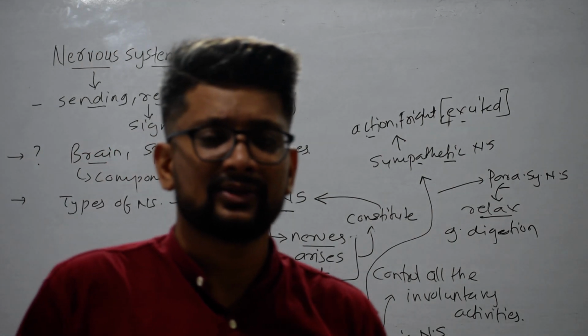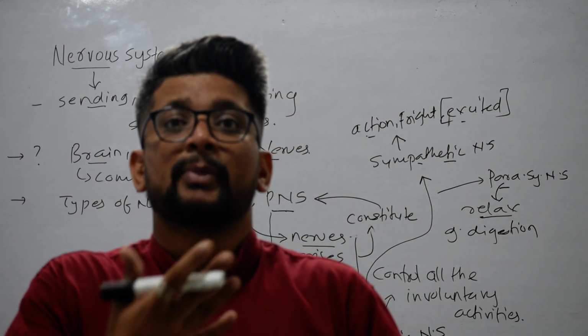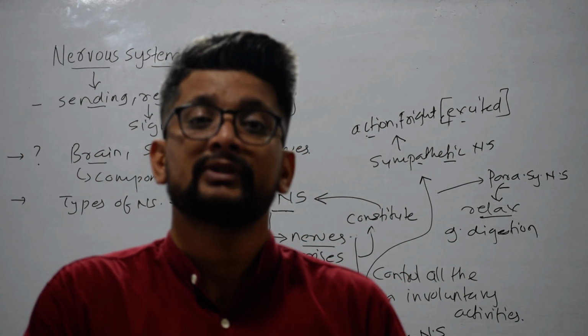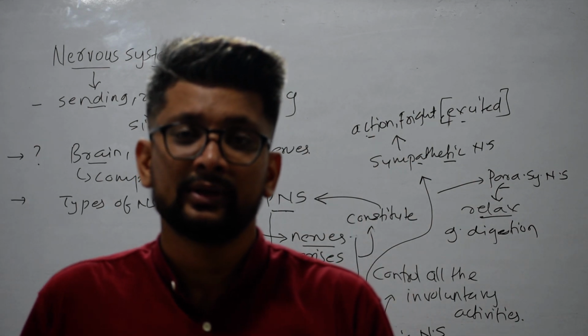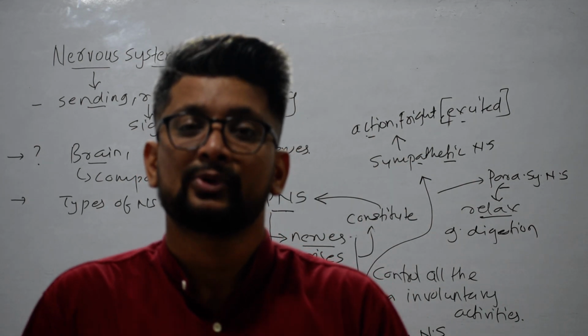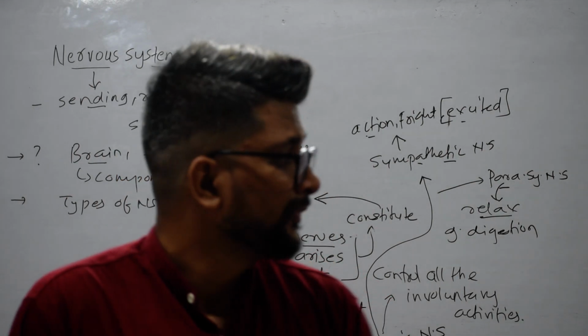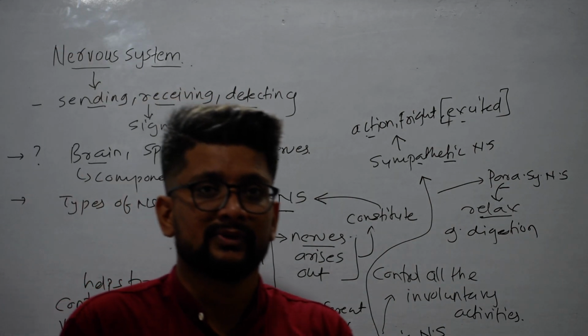In the upcoming lectures, we will discuss what the brain is, different parts of the brain and their functions. Second, the neuron: what are the neuronal units, what are the neuron supporting cells, how the impulses are conducted and transmitted, and all that. So this was all about the basics of the nervous system.